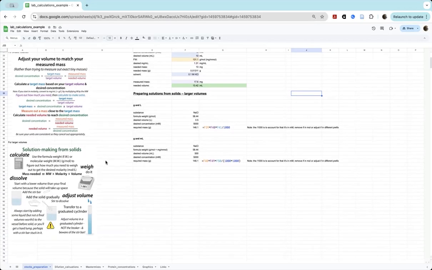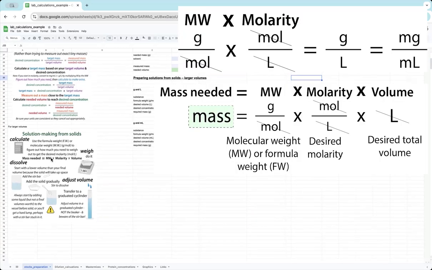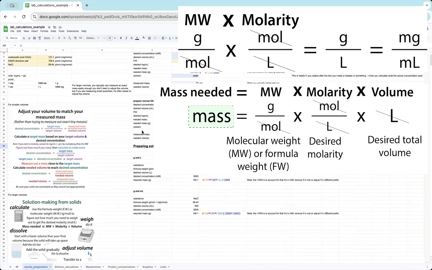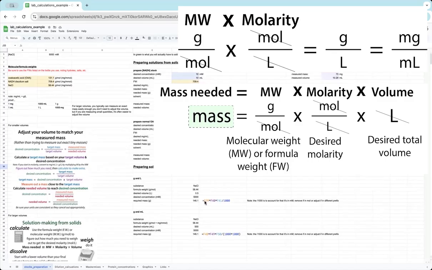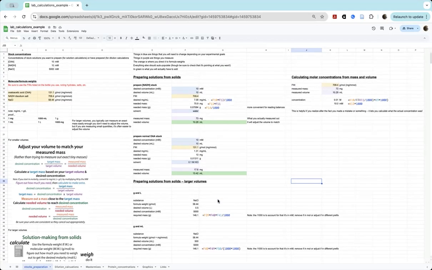So when you want to figure out how much mass you're going to need, you're going to multiply the molecular weight, or remember you might see it listed as formula weight, times the molarity that you want, times the volume that you want, and that'll give you the mass. And so you can just have a spreadsheet do that for you. And note that here I have the divided by 1,000 to account for the fact that it's in millimolar. And so take that away if you want it to be in molar, and then change it if you want it to be a different unit.